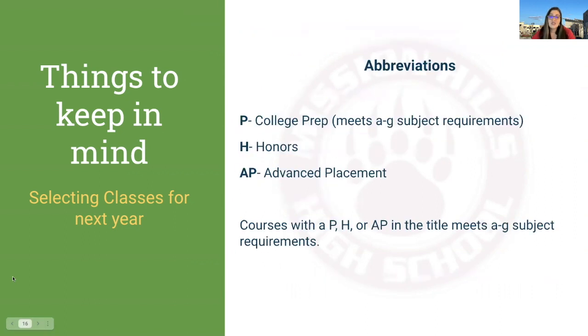And lastly, as you're selecting your classes for next year, we want you to be familiar or remind you what these abbreviations mean that you will see both on your transcript and your class titles. P stands for college prep, H for honors, AP for advanced placement. All 3, college prep, honors, and advanced placement, will meet graduation requirements as well as the A to G requirements for college eligibility.